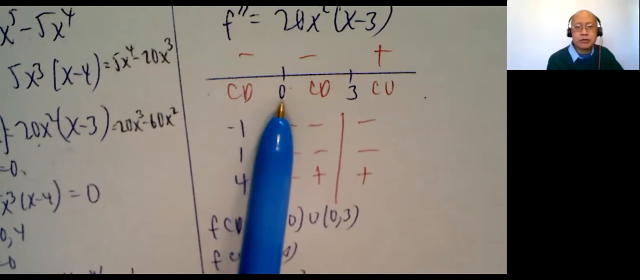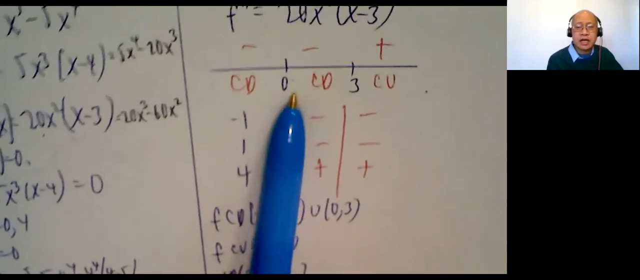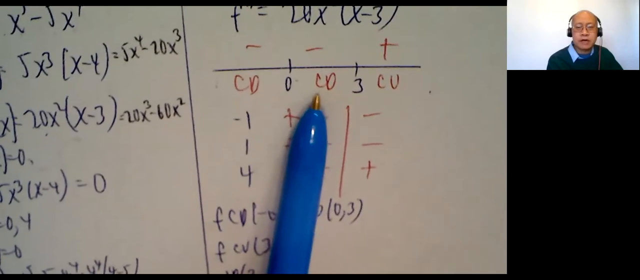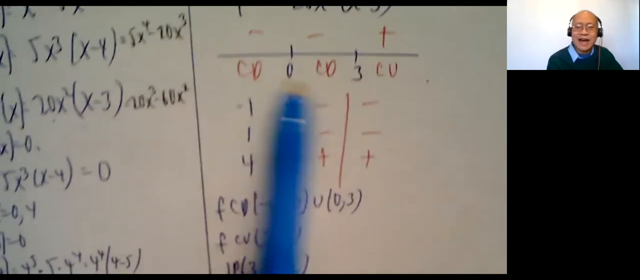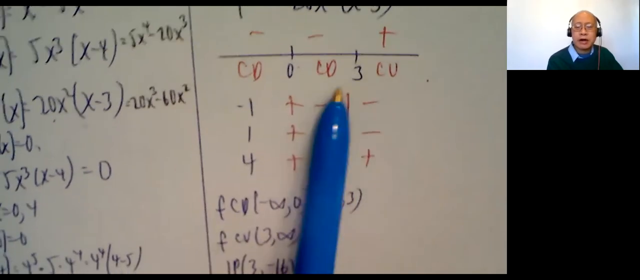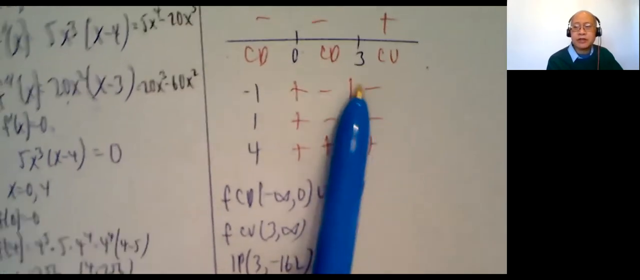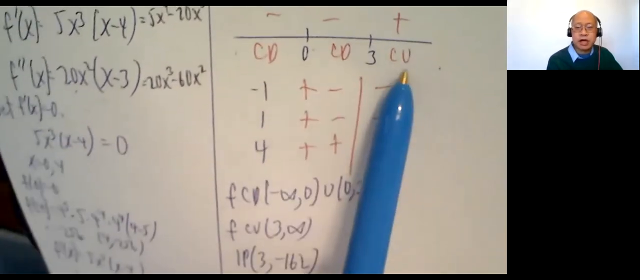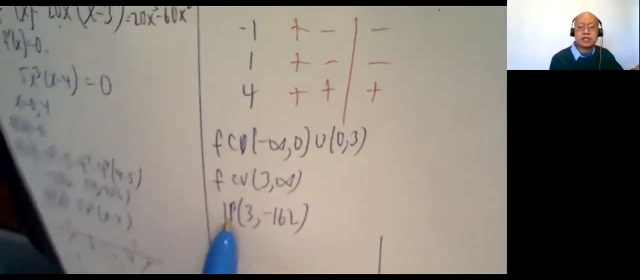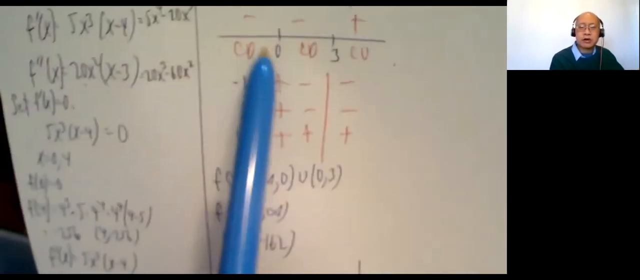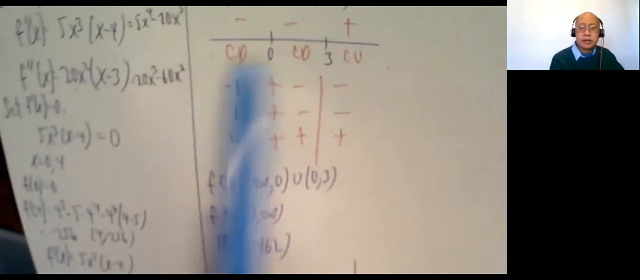In order to have an inflection point, the concavity has to change either from concave down to concave up or concave up to concave down. That did not happen over here. So I do not have an inflection point here. How about at 3? Is that an inflection point? Yes, it is. It switched from concave down to concave up. So my only inflection point is 3 comma negative 162. I do not have an inflection point at 0 because it was concave down on both sides.